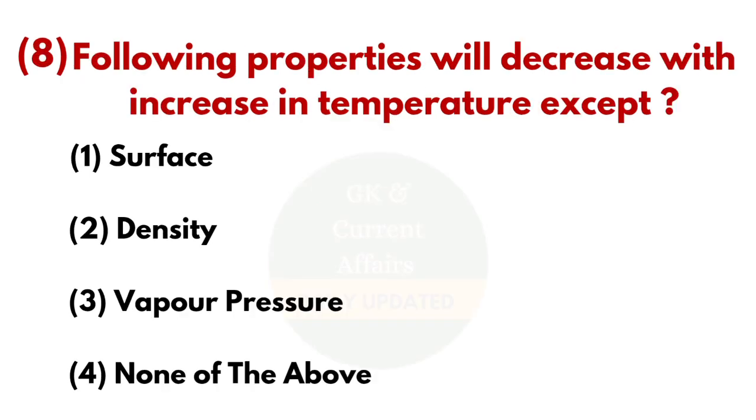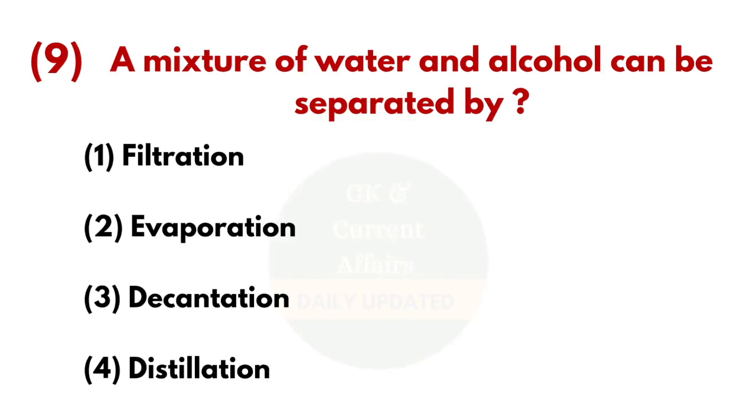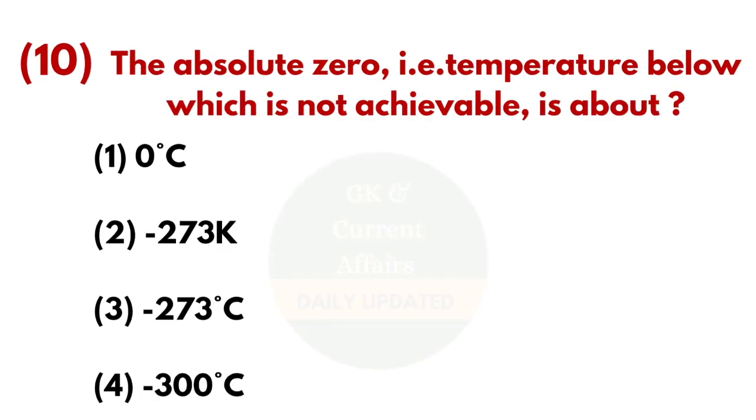Eighth question, following properties will decrease with increase in temperature except, and the answer is vapor pressure. Ninth question, a mixture of water and alcohol can be separated by, and the answer is distillation. 10th question, the absolute zero, that is temperature below which is not achievable, is about, and the answer is minus 273 degrees Celsius.